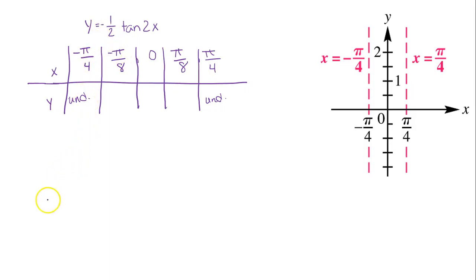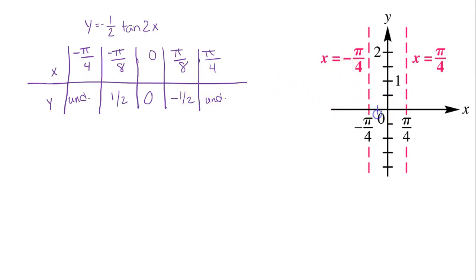is this here. So when we plug in the negative pi over 8 into our function, let's see, we get 1/2. And then whenever we plug in 0 into our function, we get 0. And then pi over 8, we get negative 1/2. Okay, so plot those values on your graph.